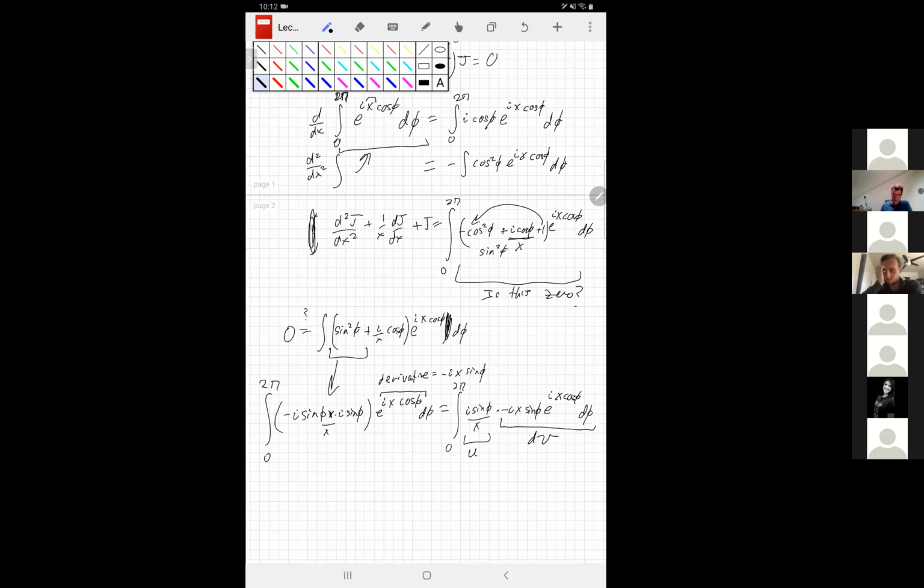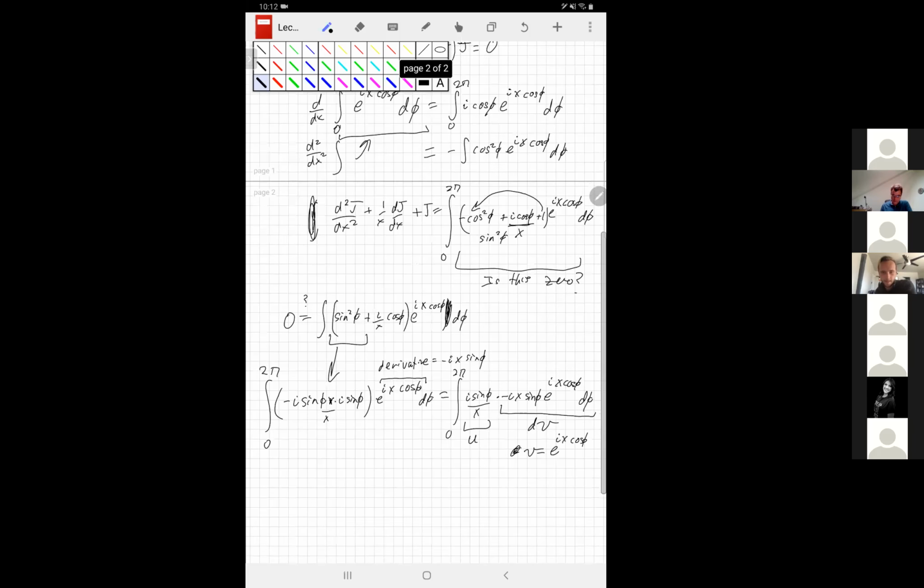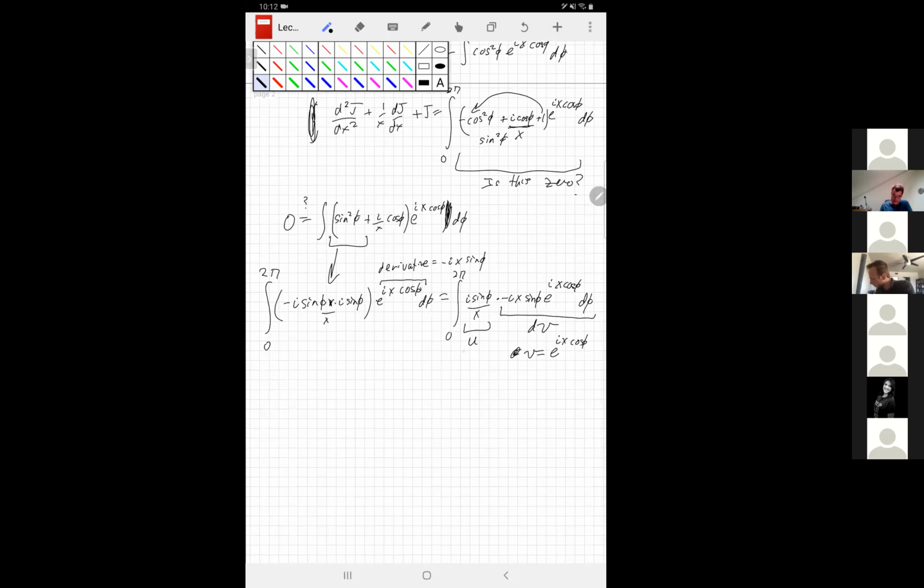If we call this thing dv, that's the derivative of e to the I x cosine phi. And then u, well, let's see here. du should be the derivative of this thing, I cosine phi over x d phi. So we've just done a bunch of messy integration by parts.